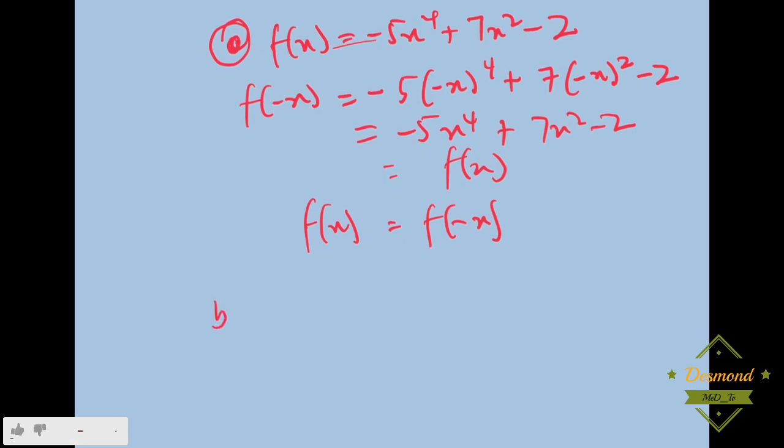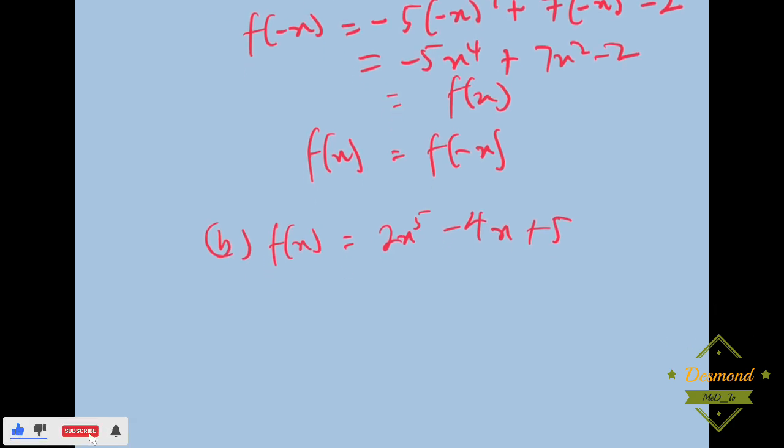So b, let's say we have f of x, which is equal to 2x^5 minus 4x plus 5, right? Let's look at this one. First, let's determine if it is an even function. An even function is when f of x is equal to f of negative x, right? So with this, we'll put negative x in wherever we see x, right? So let's look at it and see.